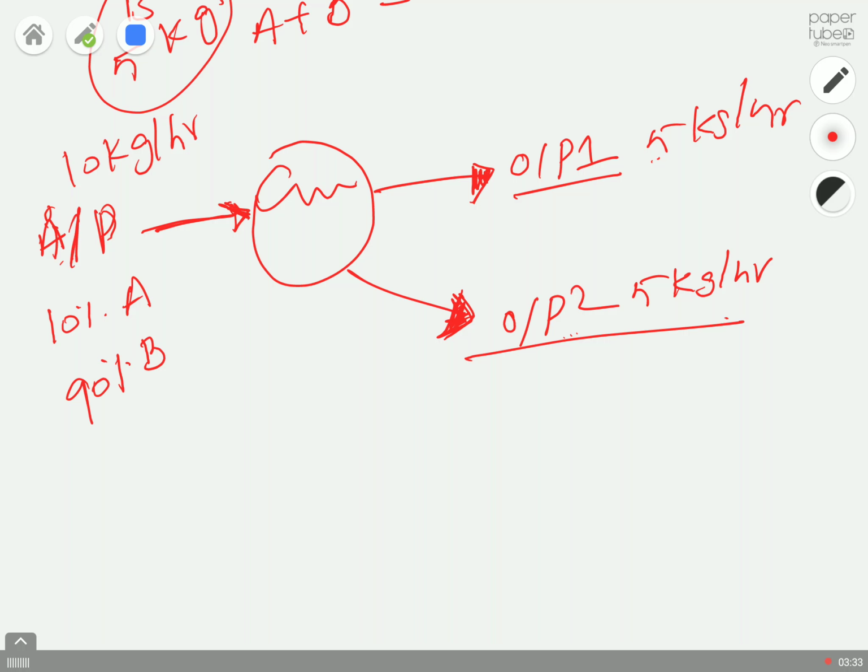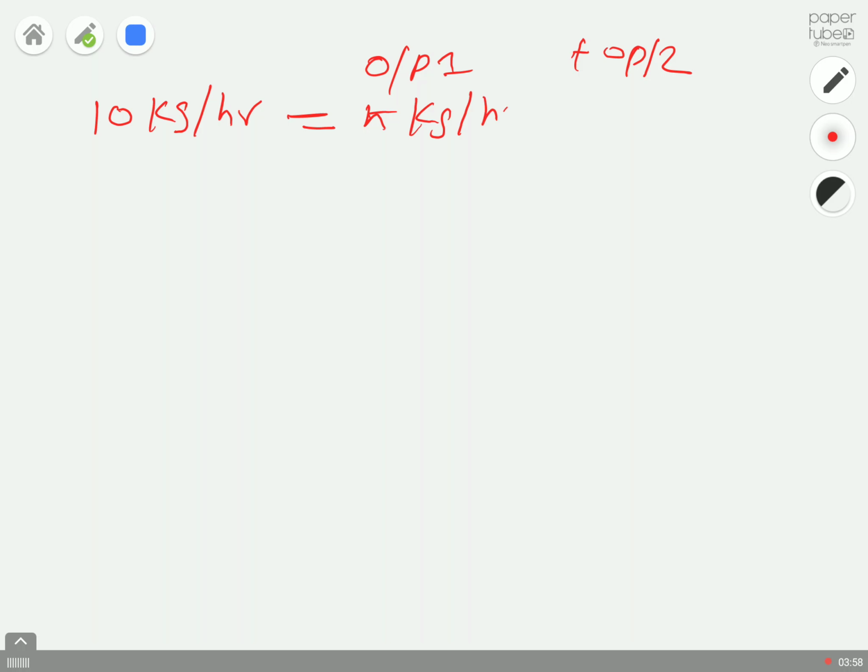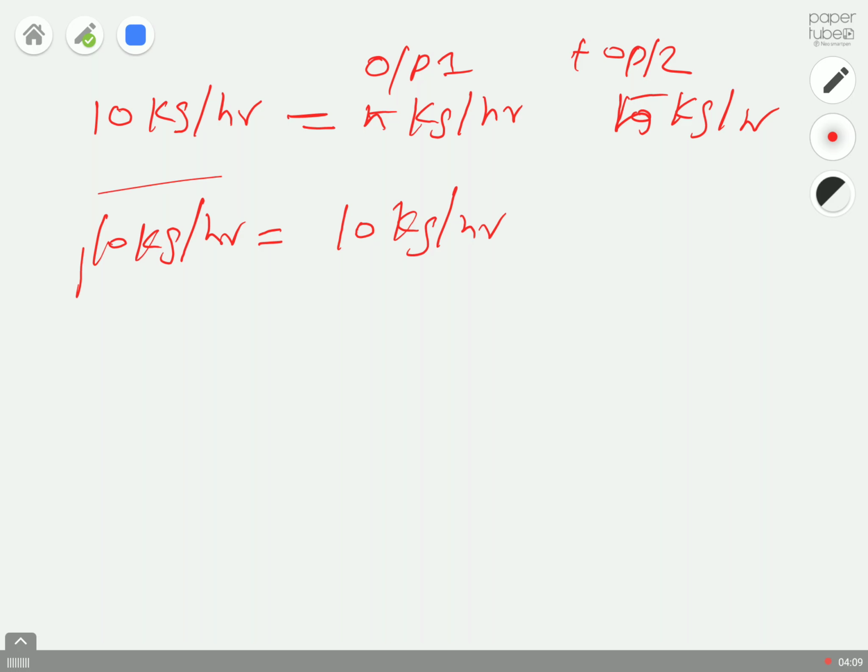Why is that? It's always like this. We call it a flow balance. In is equal to out. So in this case, the input mass flow rate is 10 kg per hour that goes inside. That should be equal to the mass flow rate in output stream 1 plus output stream 2. So this is 5 kg per hour, and this is 5 kg per hour. So 10 kilograms per hour goes into the system, and 10 kilograms per hour comes out of the system in total.